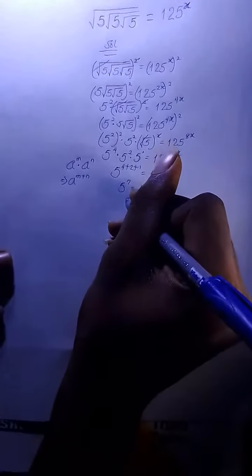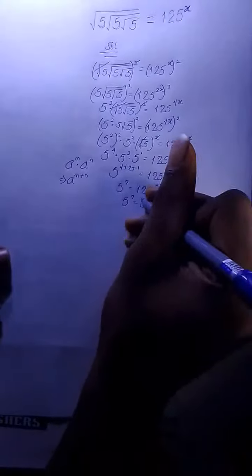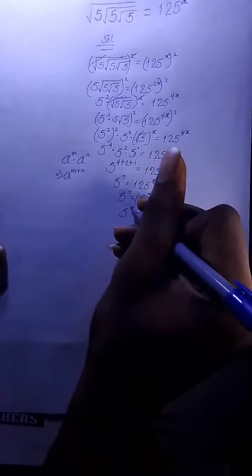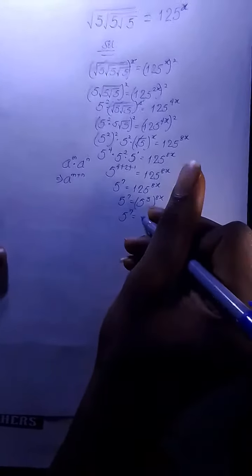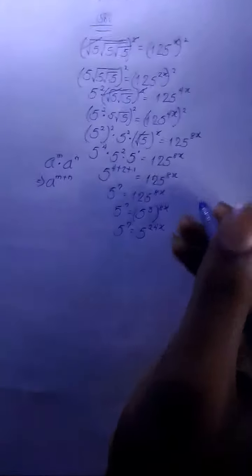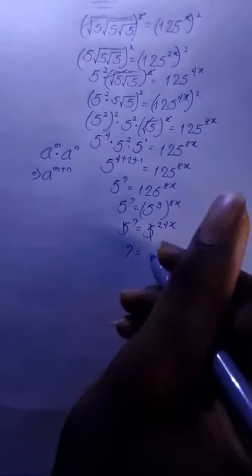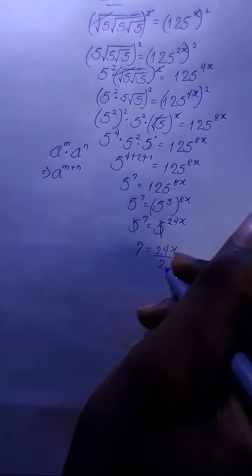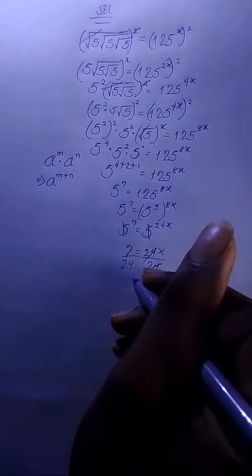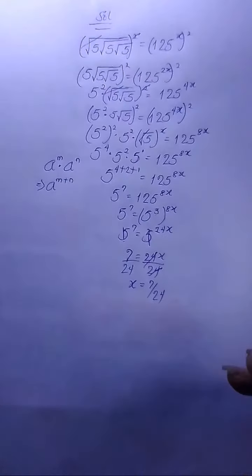Now 125 is also 5 to the power of 3, raised to the power of 8x. So we have 5 to the power of 7 equals 5 to the power of 3 times 8x, which gives us 24x. The bases are the same, 5 and 5, so we equate the powers: 7 equals 24x. We divide both sides by the coefficient, 24. So 24 cancels 24, and x equals 7 over 24.